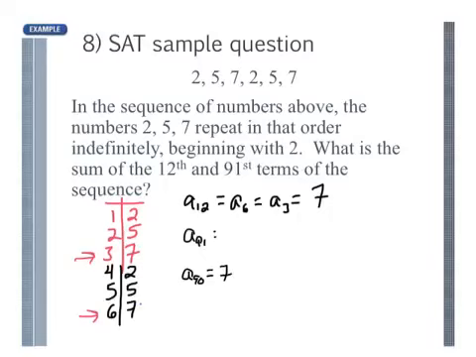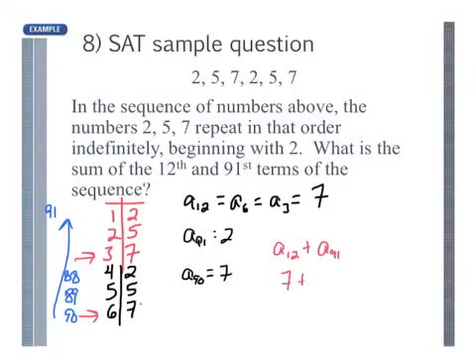So apparently your pattern is going to repeat such that you would be going 88, 89, 90, and then you're repeating back up here for the 91st term. So that means that your 91st term is going to be 2. So to answer the question then, the question is what's the sum of the 12th and 91st term? So a sub 12 plus a sub 91, you're looking at 7 plus 2, so the answer there is 9.